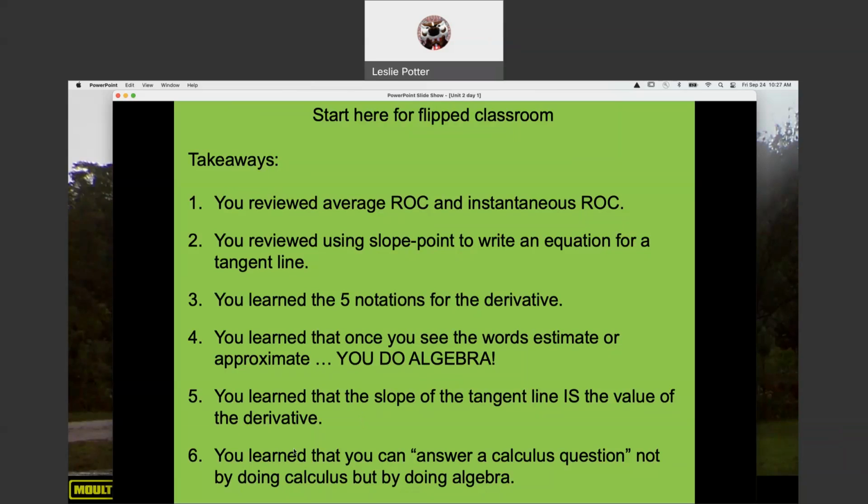So the big takeaway is we can answer a calculus question without doing any calculus. We just do algebra at this point. Okay, and so that's the big takeaway here. And this is particularly applicable when you have graphs and tables where you can do a quick rise over run. So any questions about that?